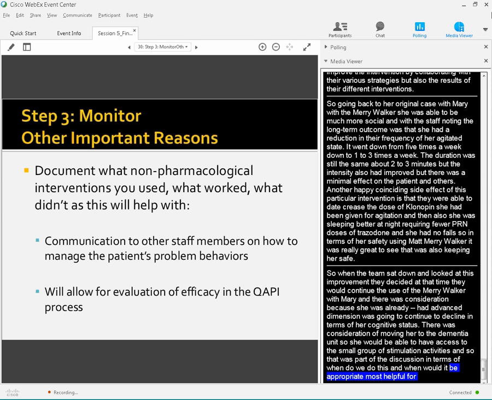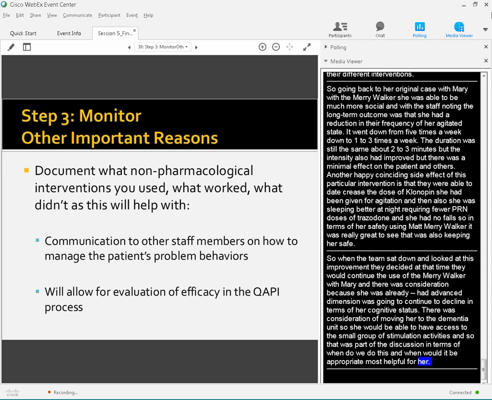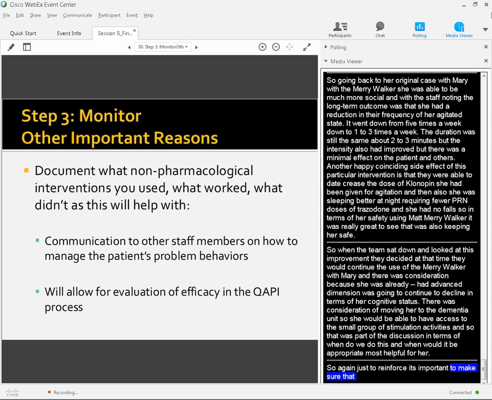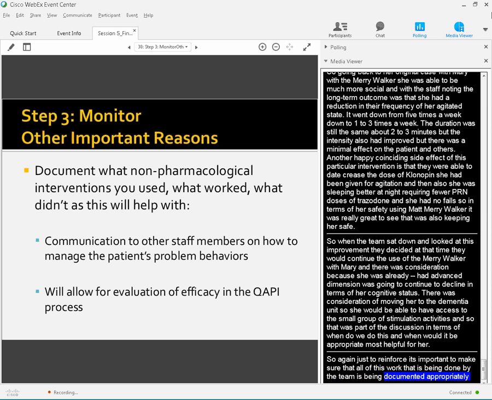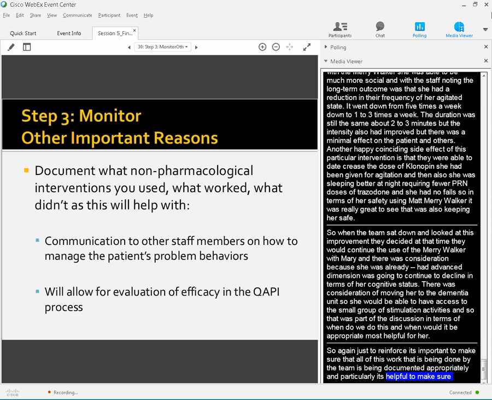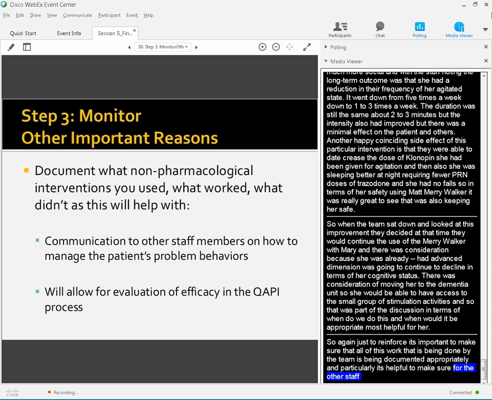Okay, so again, just to reinforce, it's really important to make sure that all of this work that is being done by the team is being documented appropriately. In particular, it's really helpful so that other staff, when they come in, can see these particular non-pharmacological interventions, what was effective, and what didn't help, what did work.